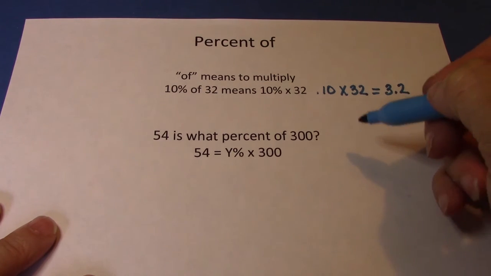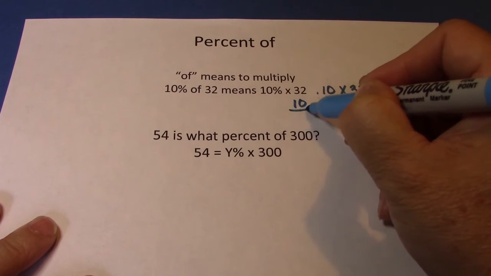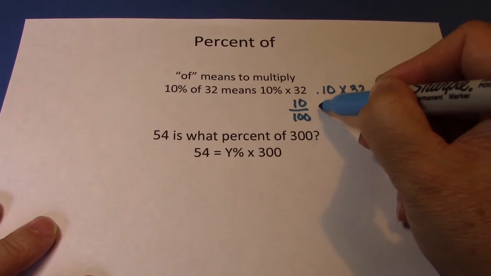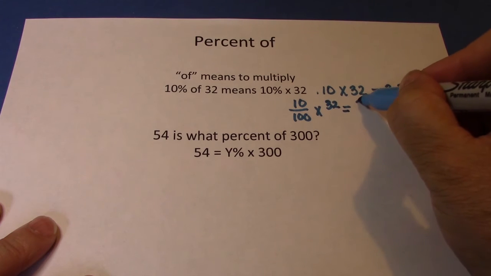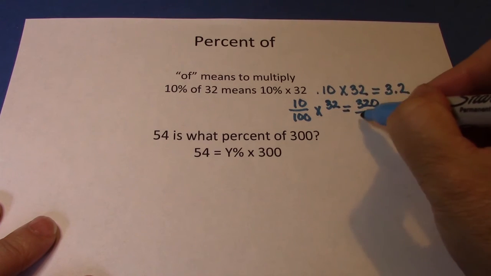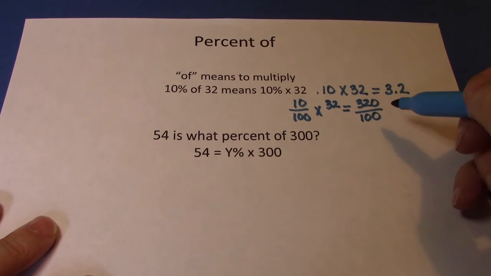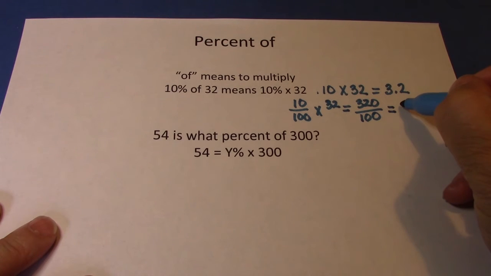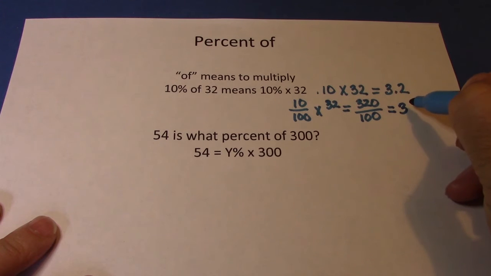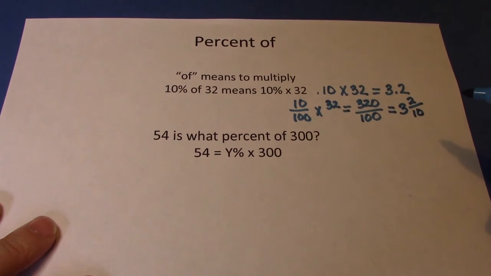We could also do it with fractions. 10% is 10 hundredths times 32 equals 320 hundredths. That's an improper fraction, and if you simplify it, it would give us 3 and 20 hundredths, or even 3 and 2 tenths. Same as this, 3 and 2 tenths.